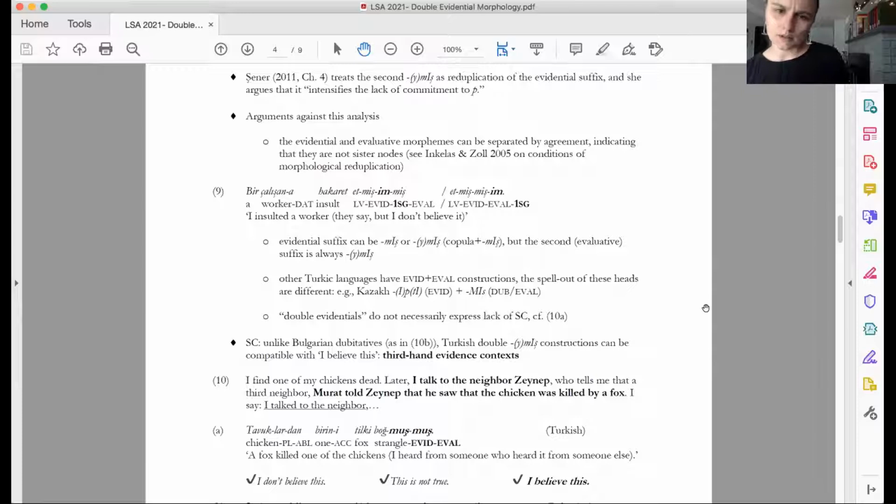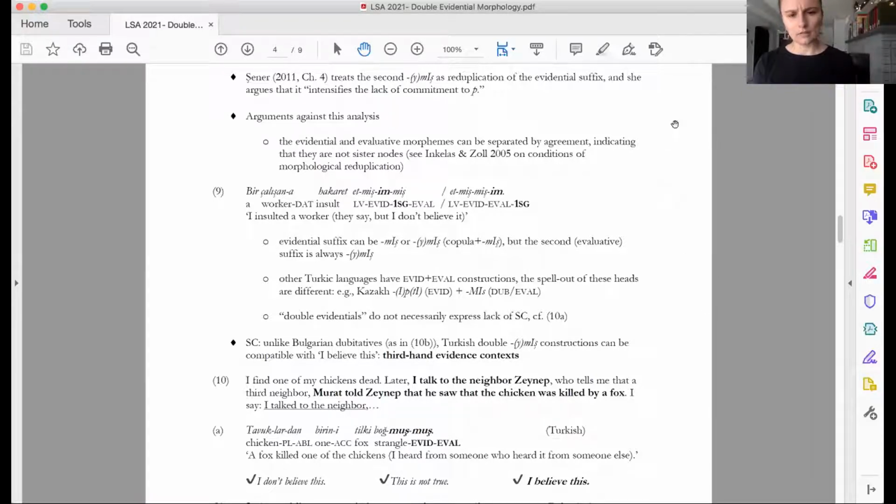She argues that this double mish construction is the result of reduplication, and this reduplication essentially intensifies the lack of commitment to the scope proposition. There are several pieces of evidence against such a view. There are morphosyntactic and semantic pieces of evidence that we can mention.